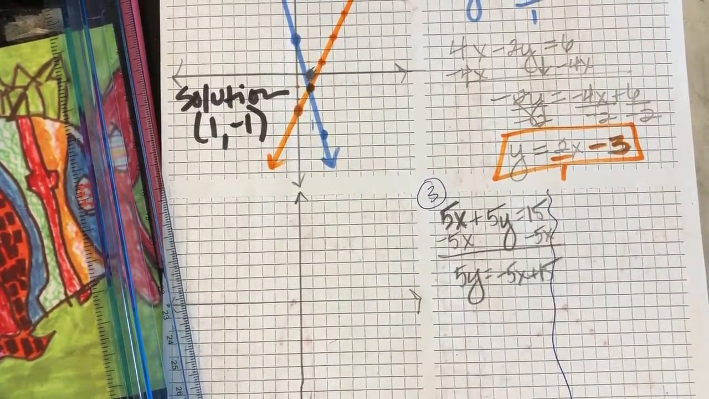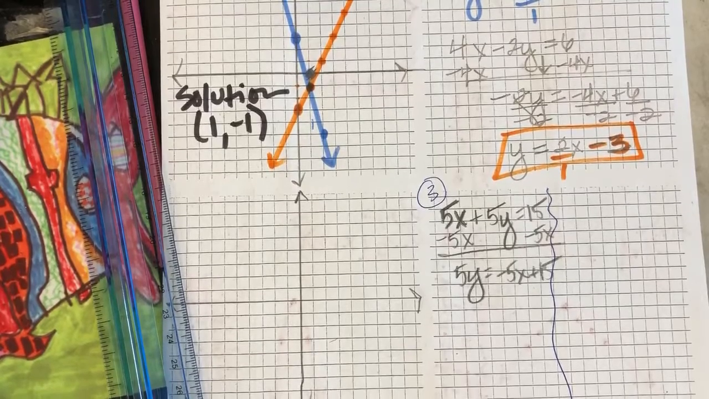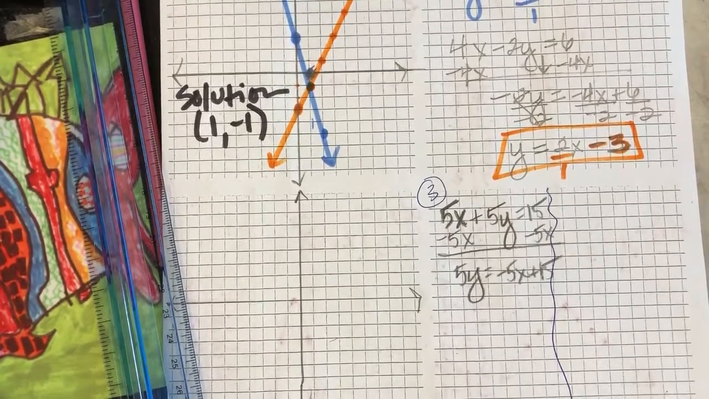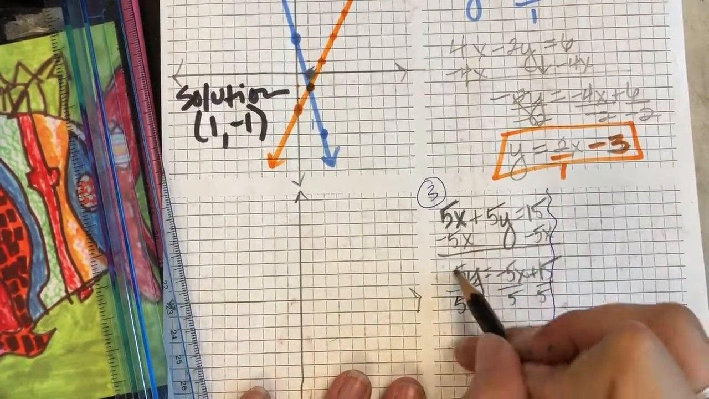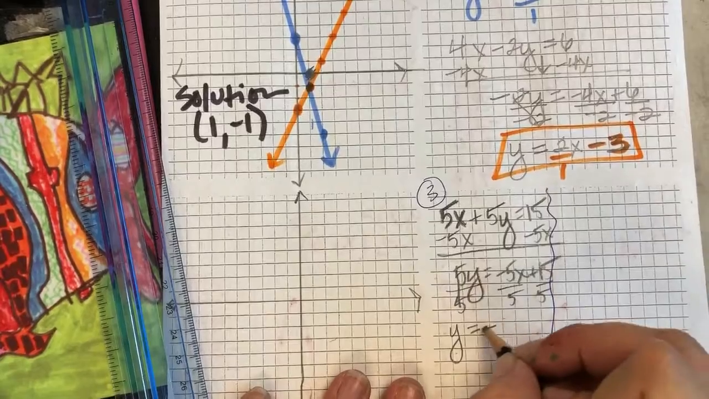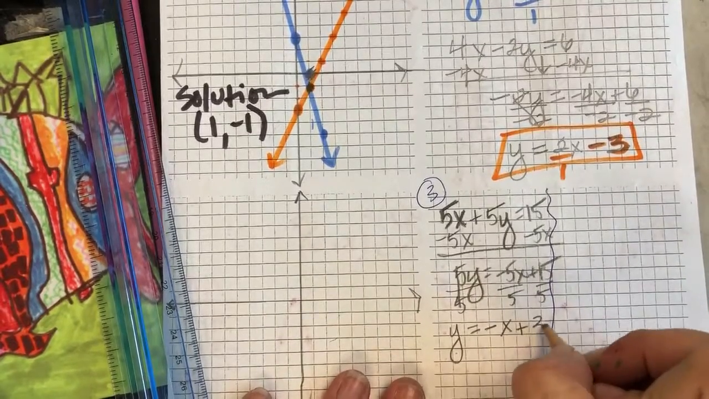Hi, I have to call you back. Sorry, Mr. P. I gotta divide everything by 5. Hey, bye.